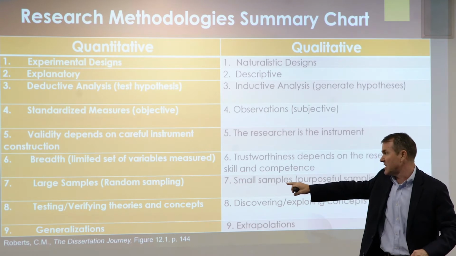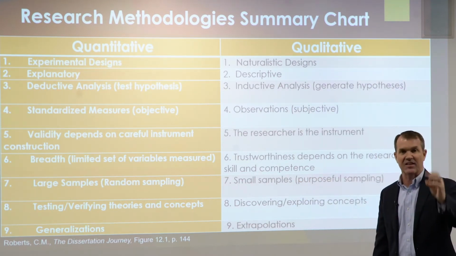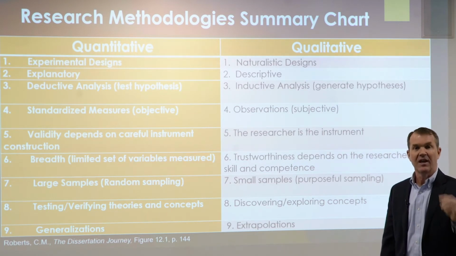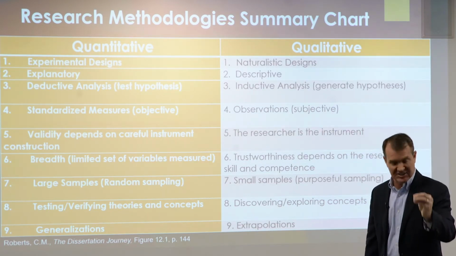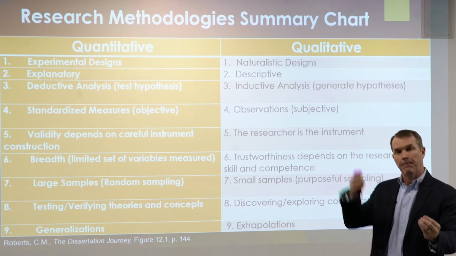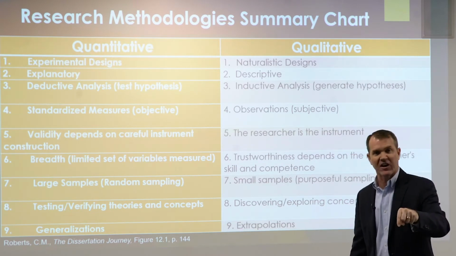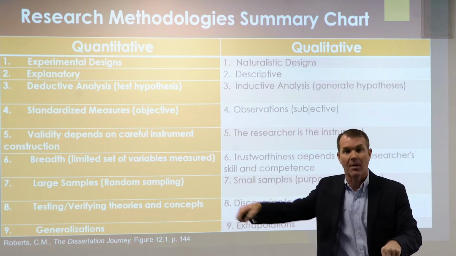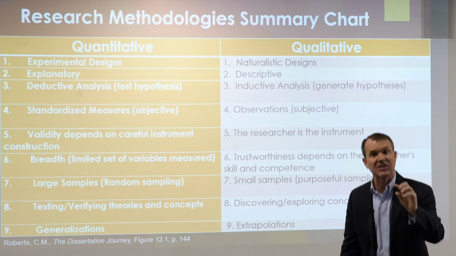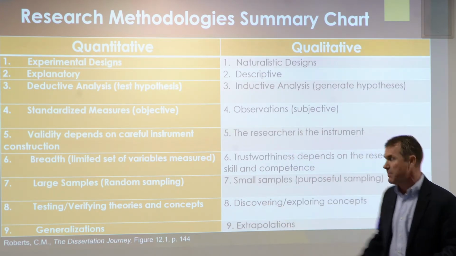Next is testing and verifying theories. Quantitative is testing: this theory measures what it says that it measures. It's valid, and we see it study after study. Multiple people at different locations can validate that this variable affects this outcome, and it does it in a statistically significant fashion. That's what quantitative research does.